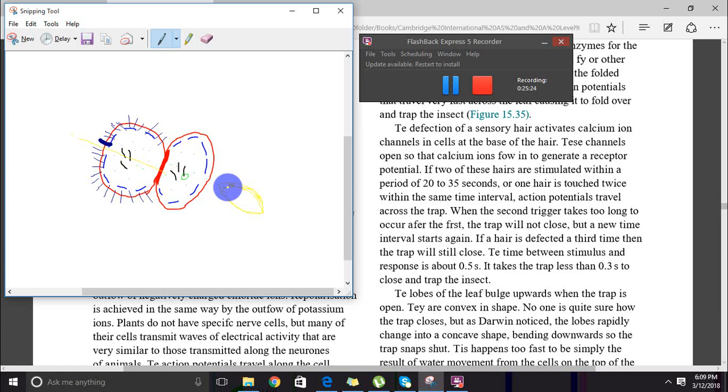It rapidly changes into a concave shape, bending downwards, so the trap snaps shut. So this is convex, and so this will be concave. So that's the sort of shape it gets. And this sudden change in shape is what causes this trap to snap shut.